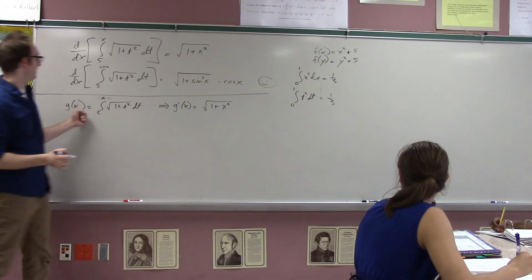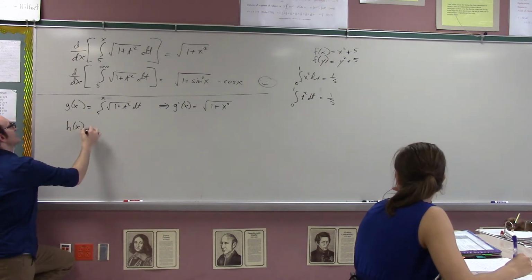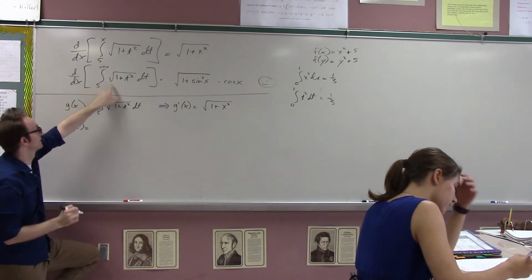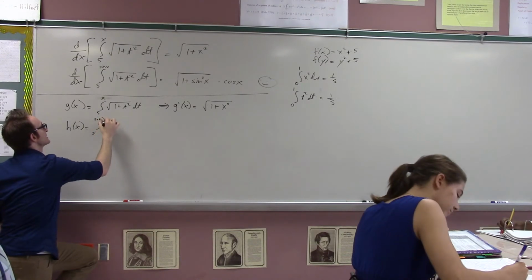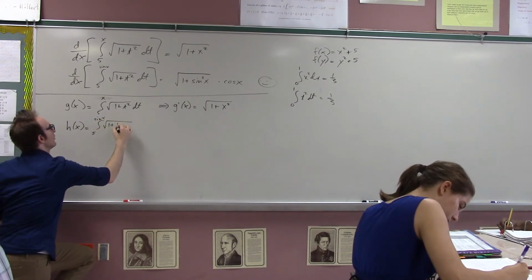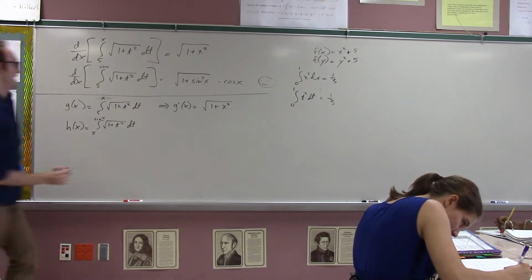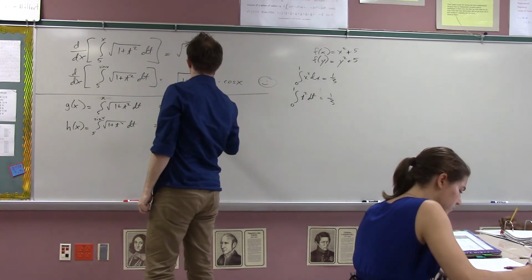Okay, well, now let's talk about our function. Now let me define a function h. And h is the function that is this guy. It's the integral from 5 to sine x of root 1 plus t squared dt. And h prime is the thing that we don't know and that we want to know.